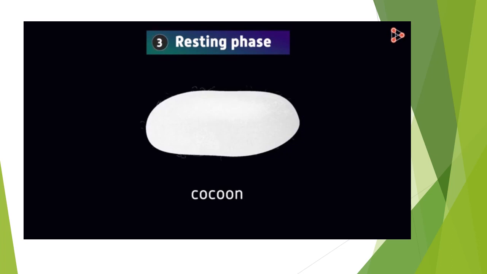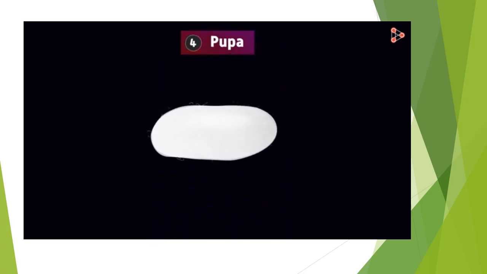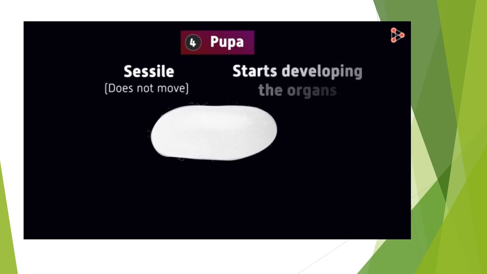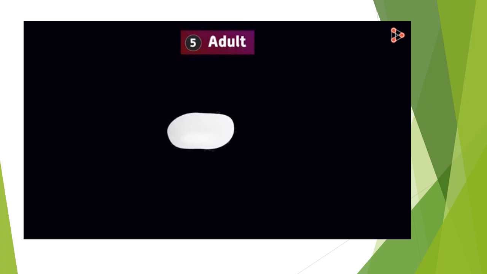Once the cocoon is formed, the larva inside it starts resting and enters the next stage of its life cycle, called the pupa stage. The pupa stage is where the organism is sessile, which means it does not usually move, and it starts developing the organs which adult moths have. So here, the pupa rests inside the cocoon and starts developing into an adult. After it develops completely, the next stage, that is the adult stage, is reached.